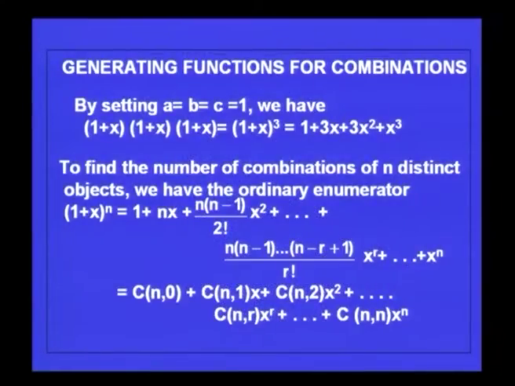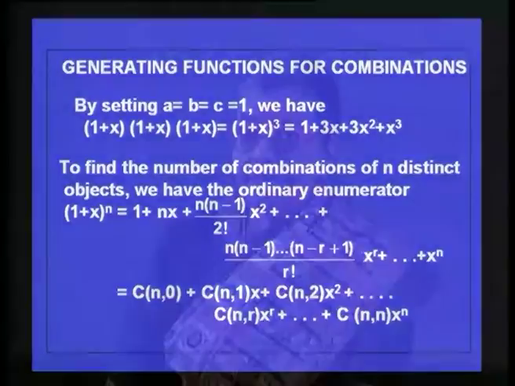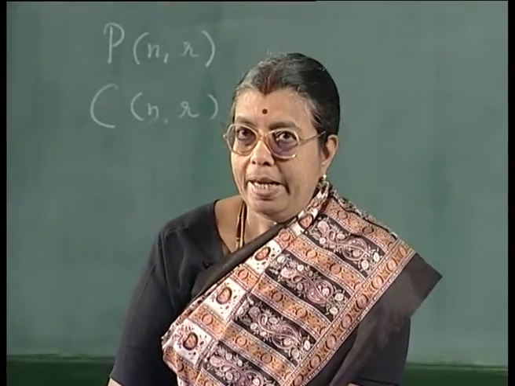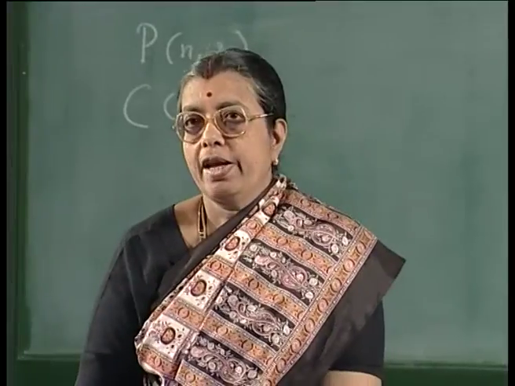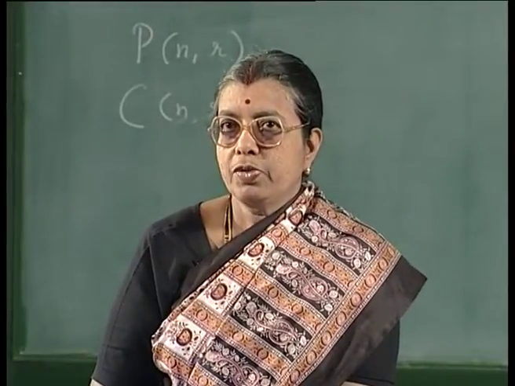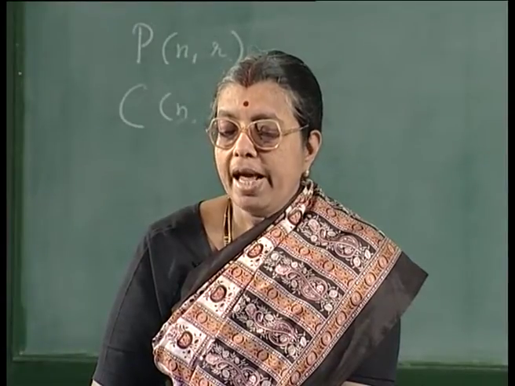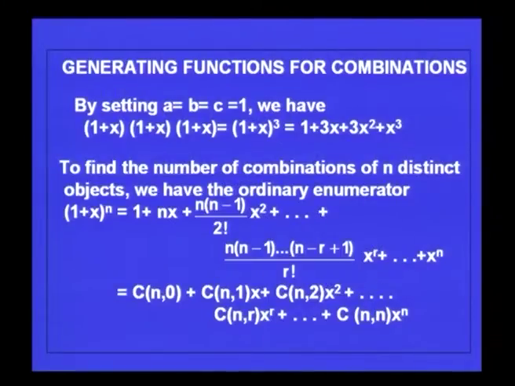Now, let us see how the generating function can represent a combination. We have earlier seen 1 plus ax into 1 plus bx into 1 plus cx, how it represents the ways of choosing a, not choosing a, choosing b, not choosing b, choosing c, not choosing c, etc. Now, put a equal to b equal to c equal to 1 in that expression, then you will get (1 plus x) into (1 plus x) into (1 plus x), that is (1 plus x) cubed, equal to 1 plus 3x plus 3x squared plus x cubed.